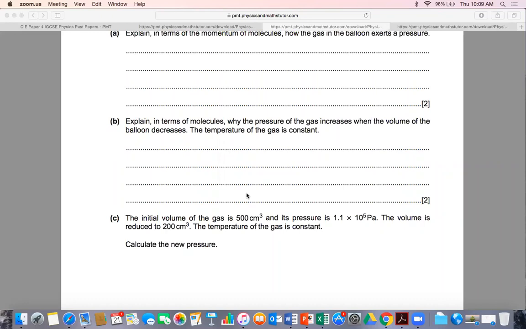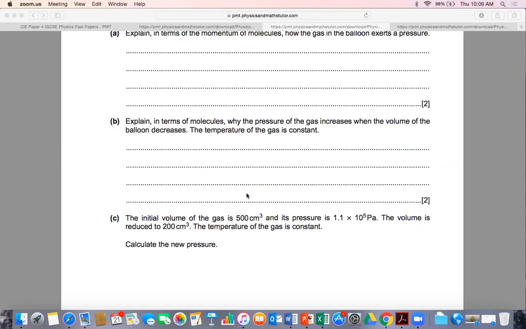Okay, see, from 500, they're going to 200. Correct? Which means the volume is decreasing. That means my pressure is going to increase. So 500 becomes 200. 1.1 times 10 to the power of 5 is going to become what?